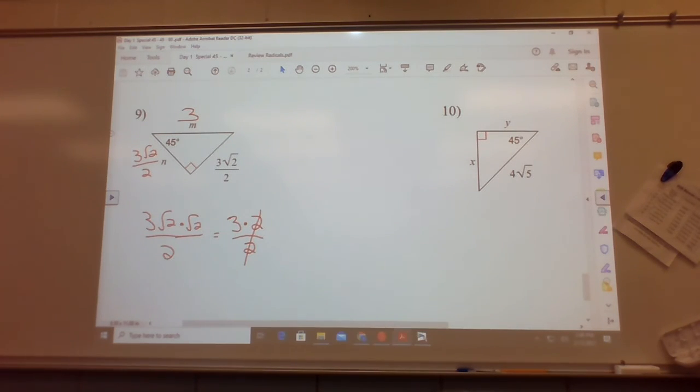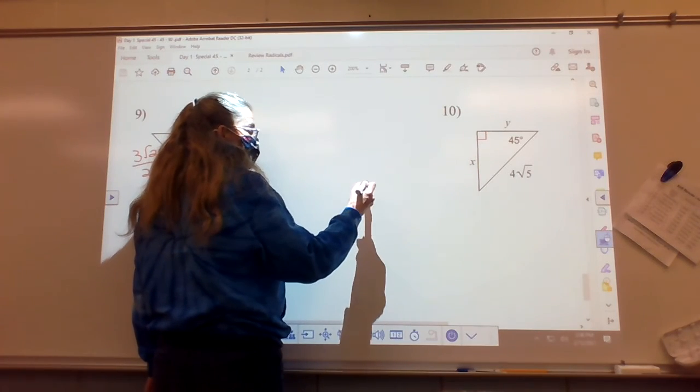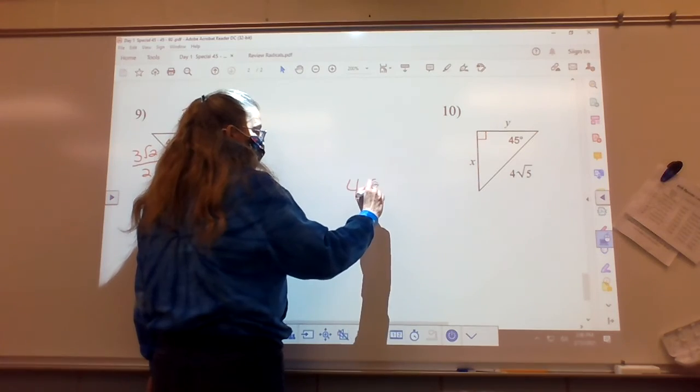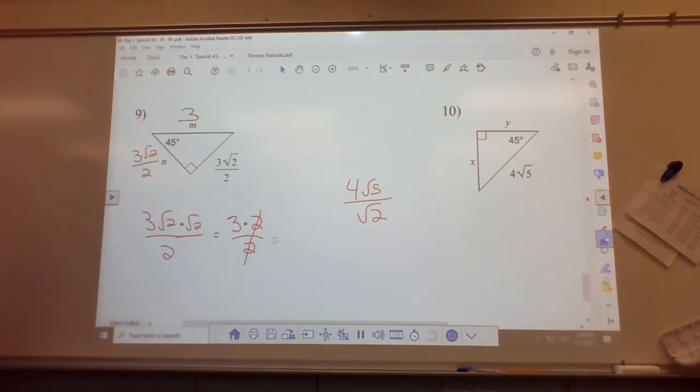Number 10. 4 radical 5. What spot's it in? It's a hypotenuse. So that means I want to go to a leg. And what did I say that we had to do to go to a leg again? Divide by radical 2, which means put it on the bottom of a fraction. Well, it's one of these messy ones again. Because I can't leave it like this.